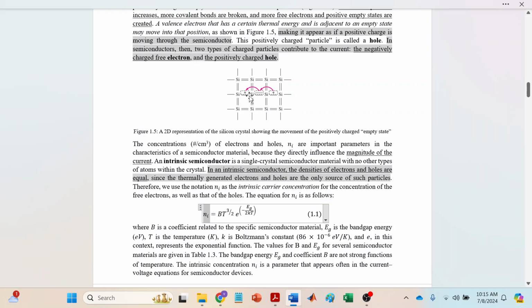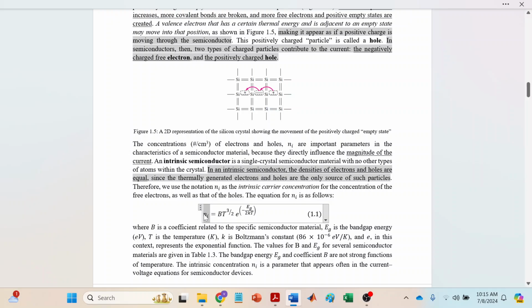As we have already seen here, because the net charge of a silicon material is 0, when an electron moves to another position, an empty state, which is a hole, is created at that position. So this means that in an intrinsic semiconductor, the densities of electrons and holes are the same, since it is a result of a thermal increase in its energy.